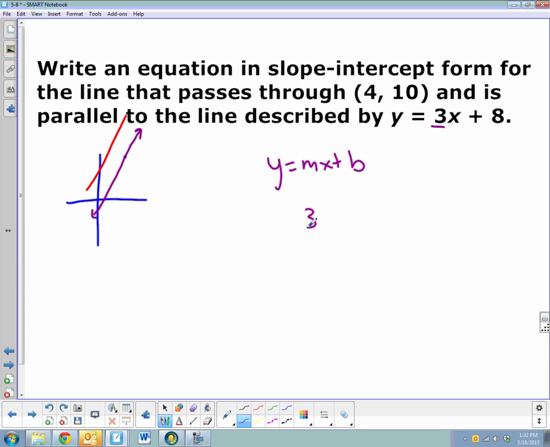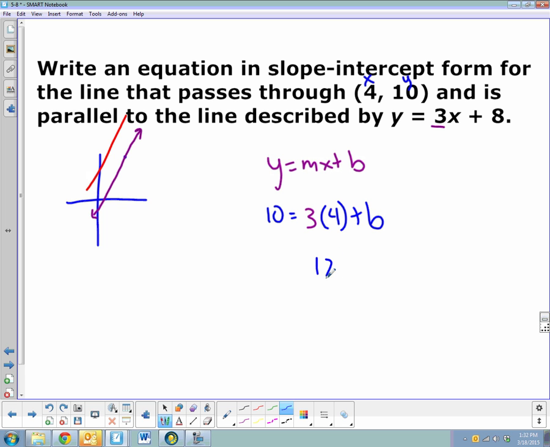I can either do it in point-slope form or slope-intercept form. Because I'm me, I'm going to use slope-intercept form, just what I like better. You can use point-slope form by all means. I'm going to say that 4 is x and 10 is y. So 10 equals 3 times 4 plus b, and I just got to figure out what b is.